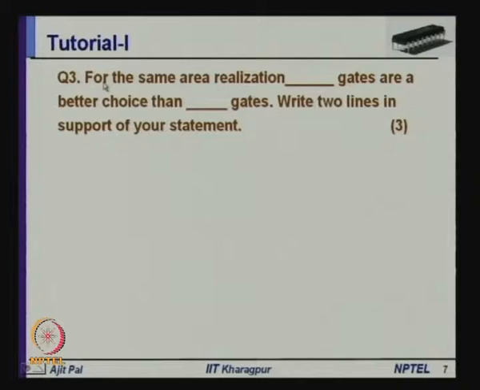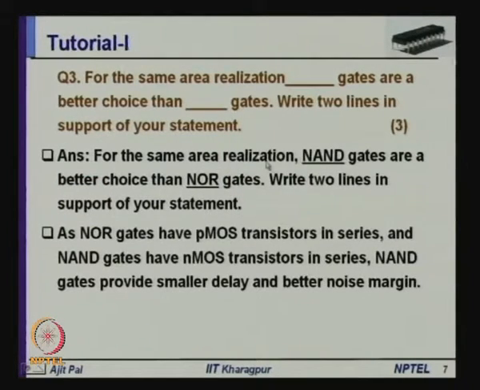Coming to the next question, for the same area realization, which type of gates are better choice than other type of gates, NAND or NOR? Write 2 lines in support of your answer. The answer is, for the same area realization, NAND gates are a better choice than NOR gates. And the statement that you have to write in support of this is, as NOR gates have PMOS transistors in series and NAND gates have NMOS transistors in series, NAND gates provide a smaller delay and better noise margin, as I have already explained.